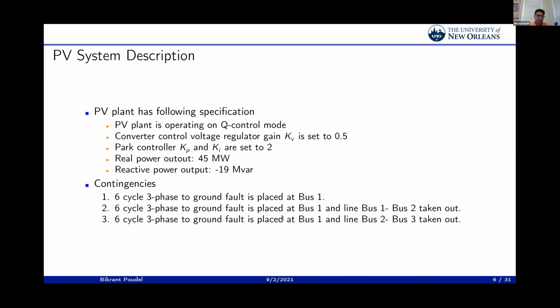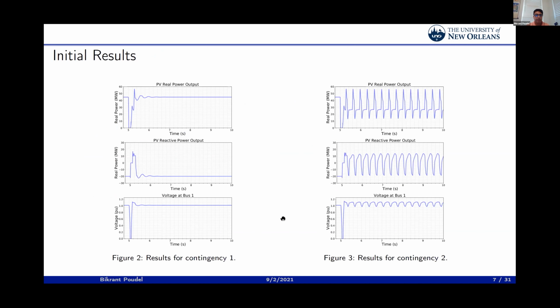So now with these parameters, we ran a simulation for contingency 1, where the fault was simply placed at bus 1. We could see that right after the 6 cycle fault, the PV system can actually stabilize within a second. But if you see contingency 2, there are a lot of oscillations and it keeps on going.